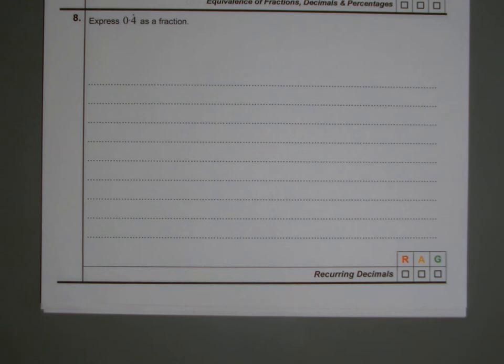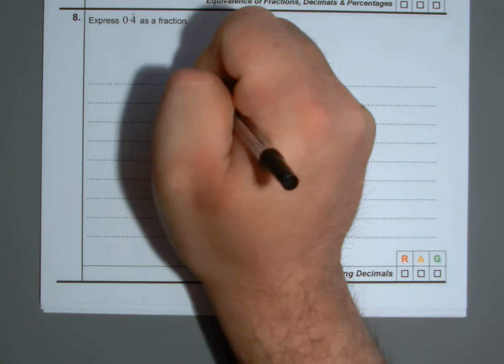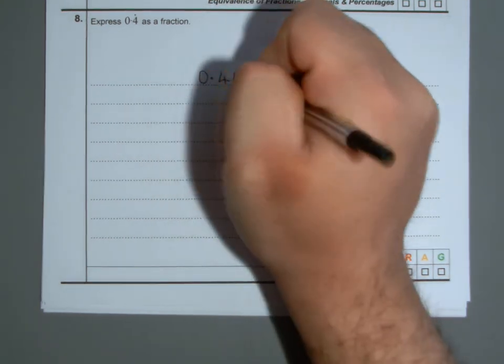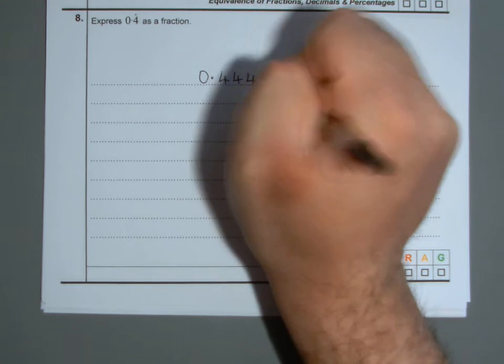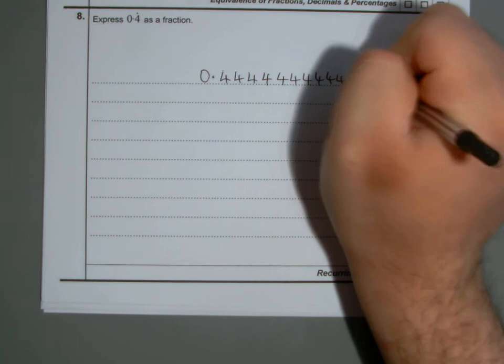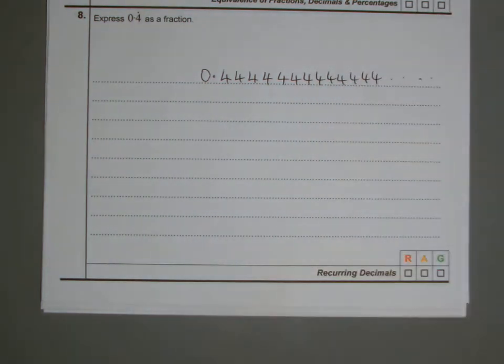Okay, express 0.4 recurring as a fraction. It's important to note what that number actually looks like, because the dot is above the 4. Essentially the 4s are just repeating, like this. It just keeps on going on and on and on like that.